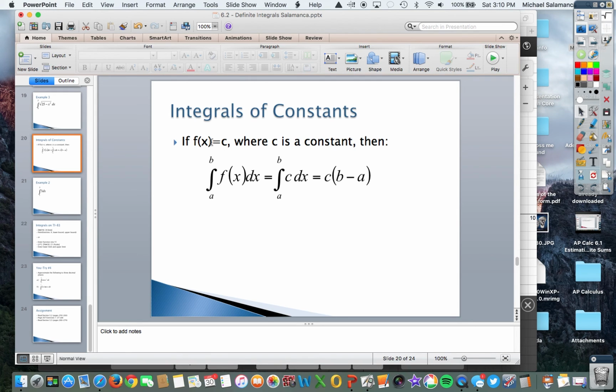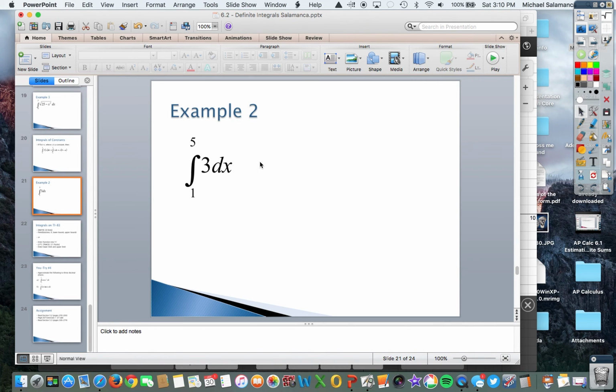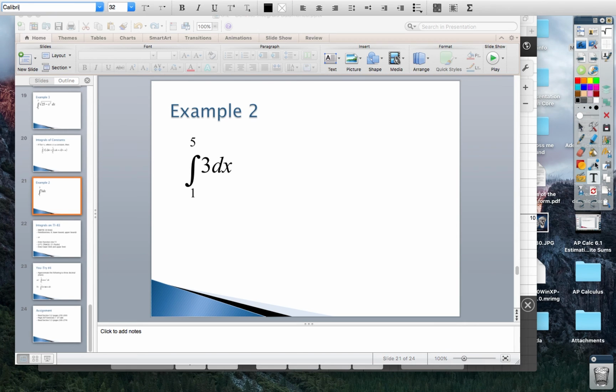So if f of x equals c, so basically if the function is a constant, then the integral from a to b is equal to c times the difference of b and a. So let's do a real example here. To find the integral of 3 from 1 to 5, we're going to do 3 times 5 minus 1. That's equal to 3 times 4, which is 12. And that's our integral.